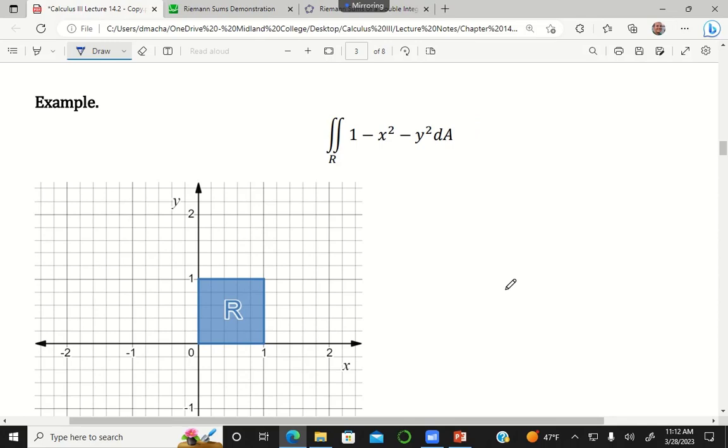If you see this, that's saying take the double integral over the region R of the function 1 minus x squared minus y squared. And the little dA is saying take a little differential chunk of area in my domain there. So this is a function of two variables. It's a function of x and y. And so the domain of this function is the xy plane. And so whenever I say I'm integrating over the region R, this region R is part of my domain.